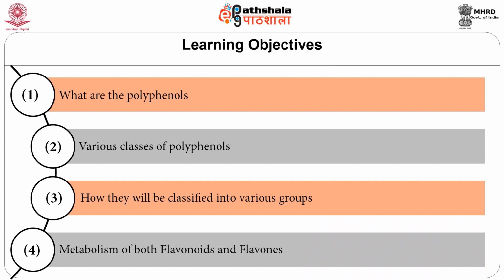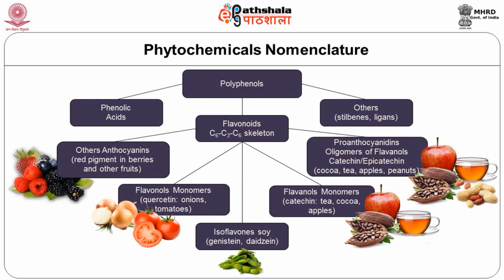Today in this class, we are going to learn what polyphenols are, the various classes of polyphenols, how they are classified into various groups, and the metabolism of both flavonols as well as flavonoids in human metabolism. The plant secondary metabolites are called phytochemicals. Polyphenols are broadly classified into three groups: phenolic acids, flavonoids, and other groups like stilbenes and lignans.